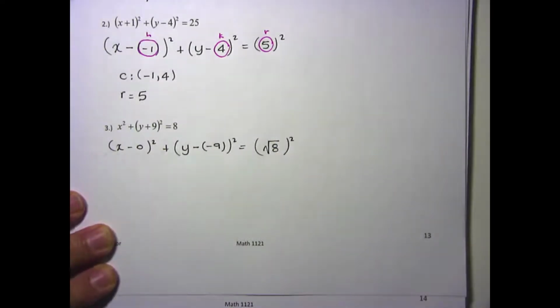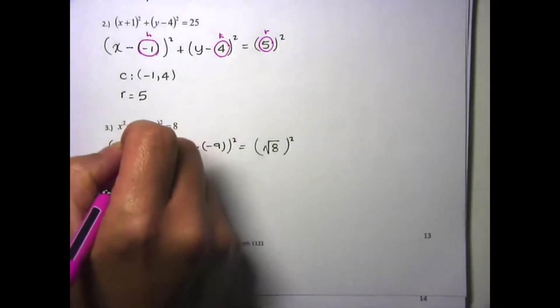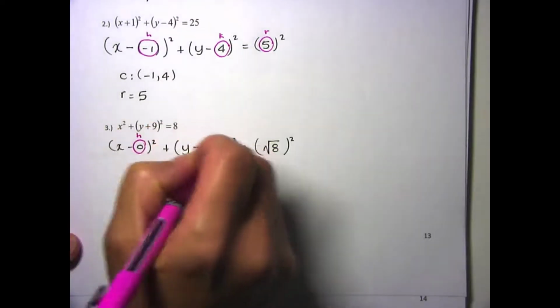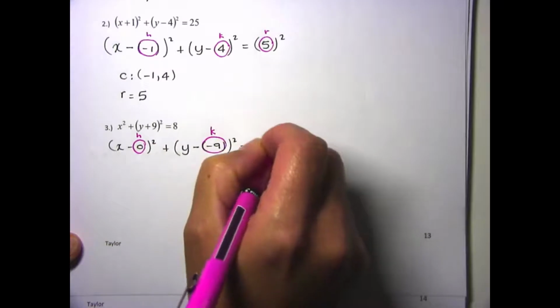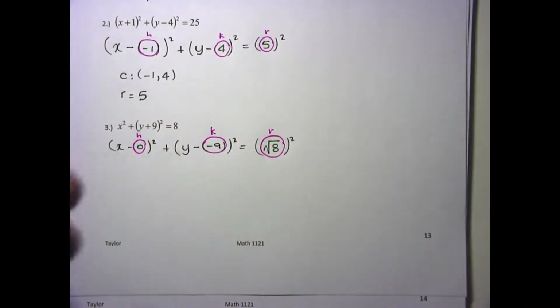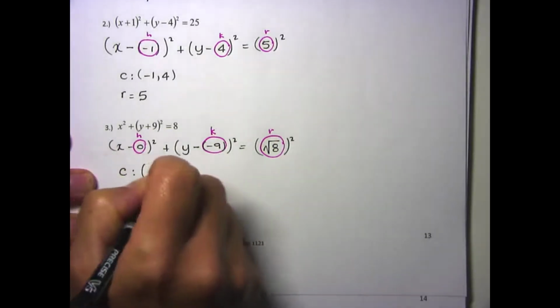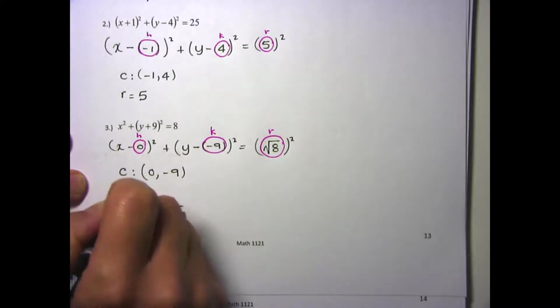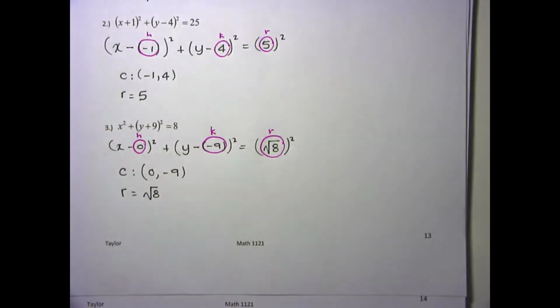All right, and so again, this now matches. We can put this side by side with that standard form. This right here forms h, everything in here is equal to k, and everything in here is equal to my r. It has that structure. So the center of this circle will be at the point (0, -9), and the radius will be equal to the square root of 8.